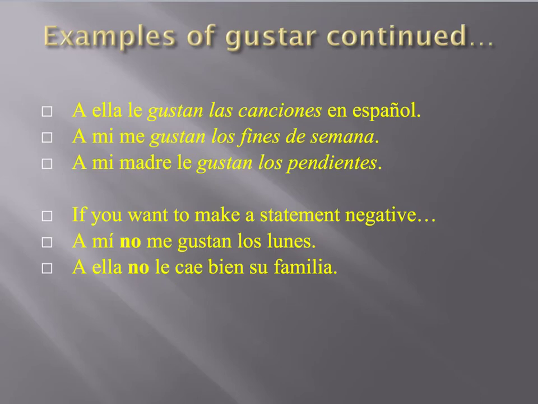More examples. A ella le gustan las canciones en español. Notice the a ella le match together. Those come out of the same spot in the chart. Then we look at the canciones and we head back to gustan. Canciones is plural, so it has to be gustan. A mí me matches, and then we look at what comes after gustar, los fines de semana. A mi madre le matches, and then we look at los pendientes to decide that it's going to be gustan. A mi madre le gustan los pendientes.